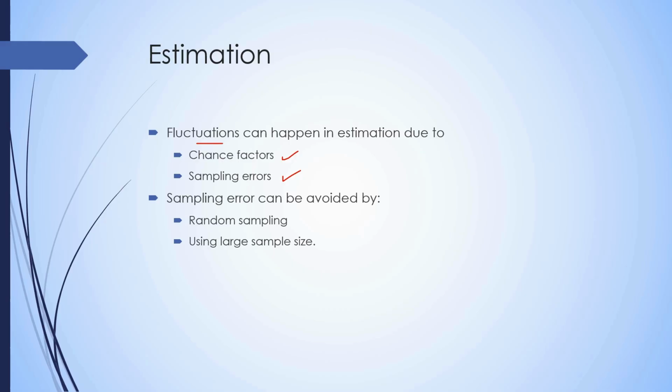The second thing, sampling error, is very well within the control of the researcher. If you are not using random sampling techniques and you're using your bias to choose a sample from the population, this is how you invite sampling errors. And since it is very well in the hands of the researcher, the sampling error can be avoided by random sampling and using a large sample size.